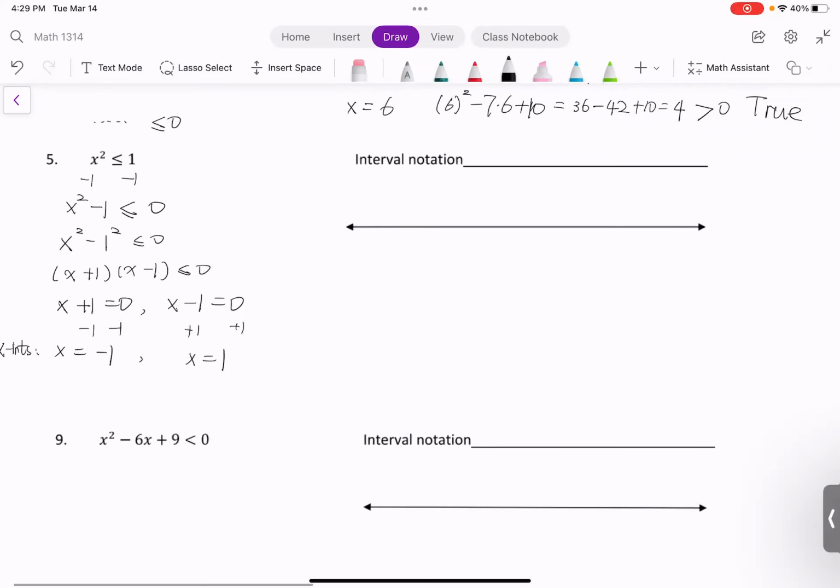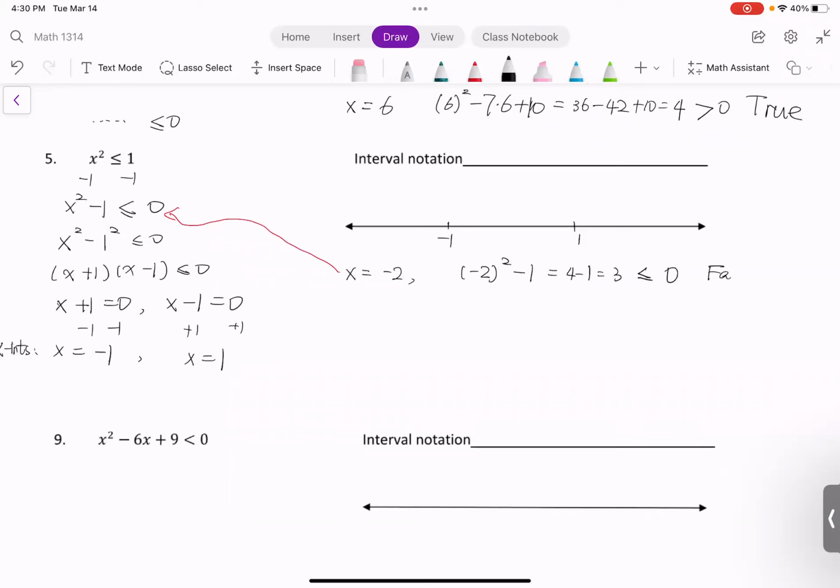Let's plot the points here. One is -1, another one is +1. Let's pick some point in these three intervals. So how about x equals -2? And then plug in the -2 in this inequality. We have -2 squared minus 1 equals 4 minus 1. That's 3. Is that less than or equal to 0? No, 3 is greater than 0, so false.